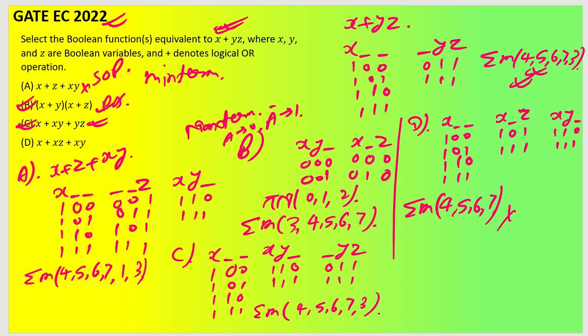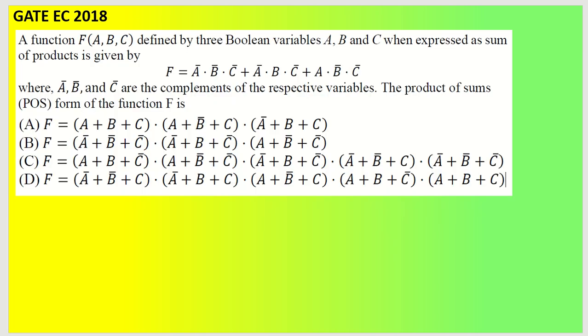Let us take another question. So the question is, this was asked in GATE 2018, and we have a function of ABC which is defined by 3 variables A, B, C, and this is the expression that is given. As you can see, all the terms include all the variables. So this is already in canonical form. Our aim is to convert it into product of sum form.